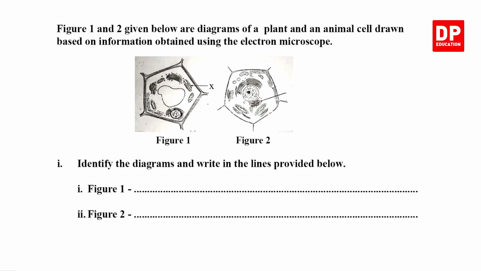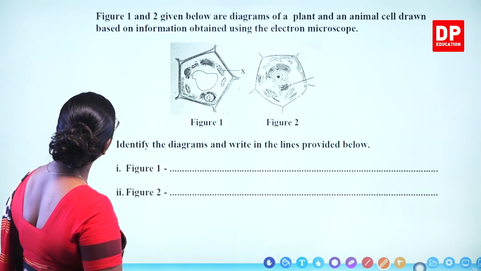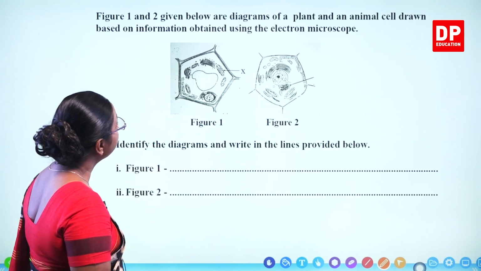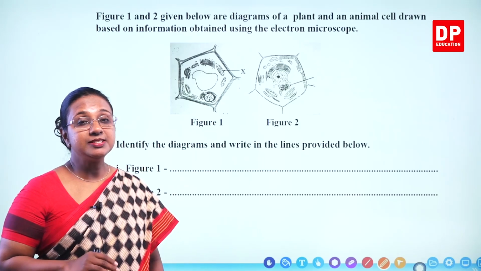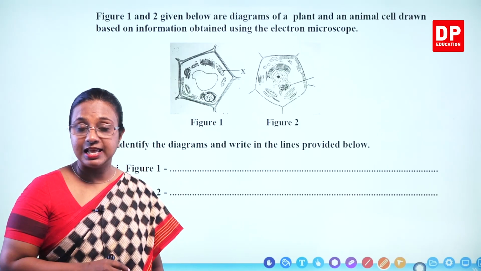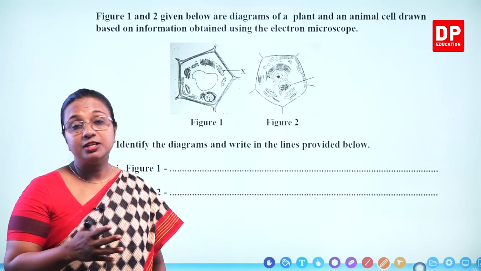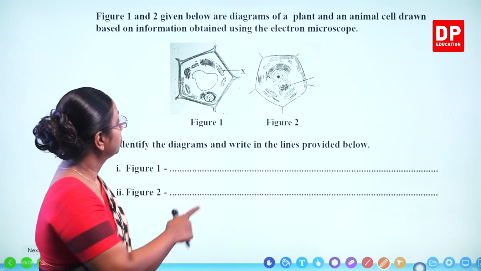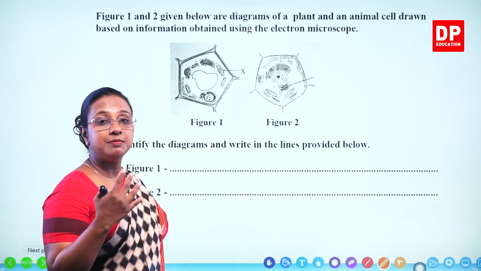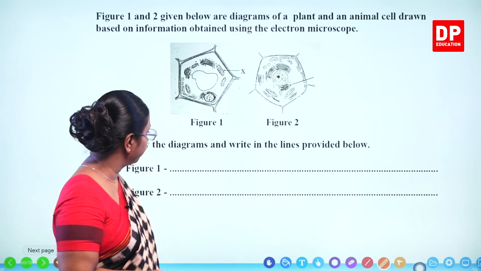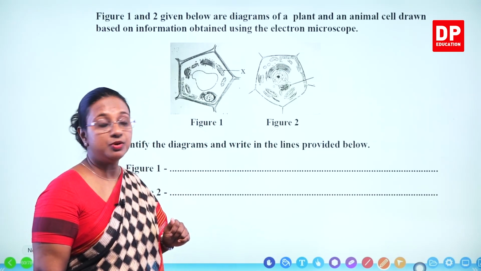Figure 1 and 2 given below are diagrams of a plant and animal cell drawn based on information obtained using the electron microscope. I am sure you know, students, when we observe the cells under the electron microscope, we can see and get information related to the organelles present. So this structure shows us most of the organelles present in a plant cell and an animal cell. So what do we have to do first? We need to identify the 2 cells.